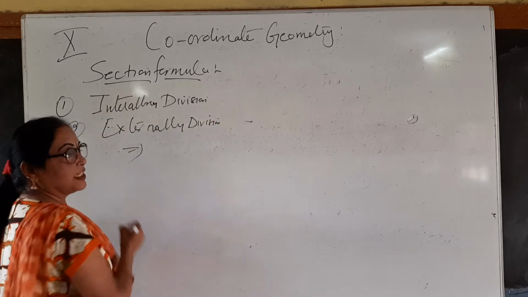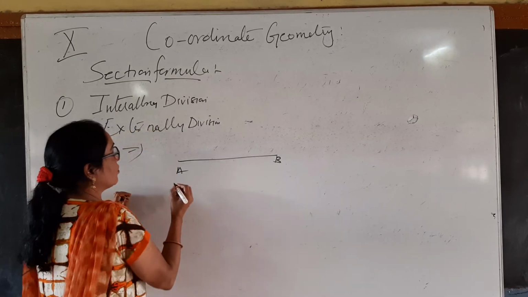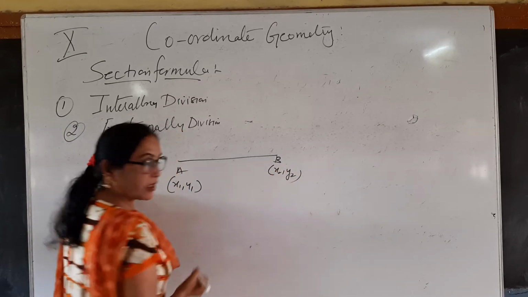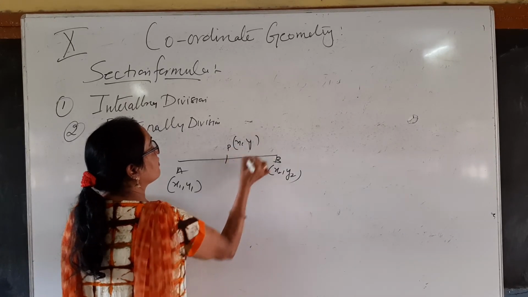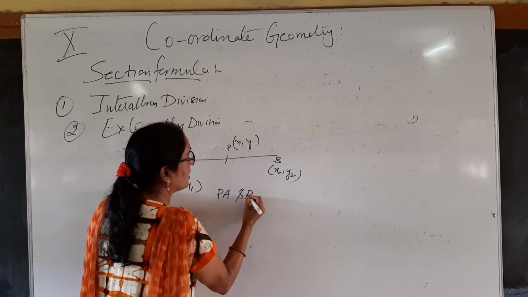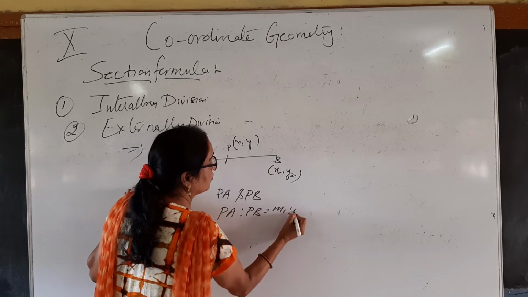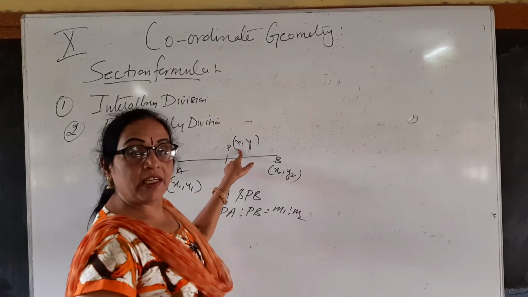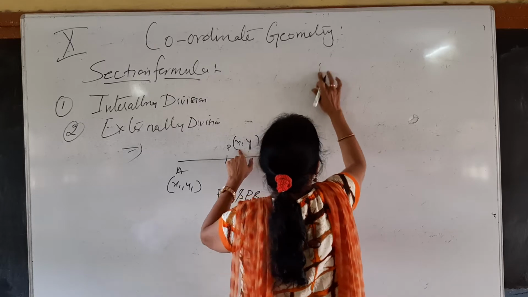First is internal division. Suppose the line AB is given, whose coordinates are x1, y1 and x2, y2, and P is a point with coordinates x and y, which divides AB in the ratio m1 is to m2. So we have to find the internal division, that is, the coordinates of P.